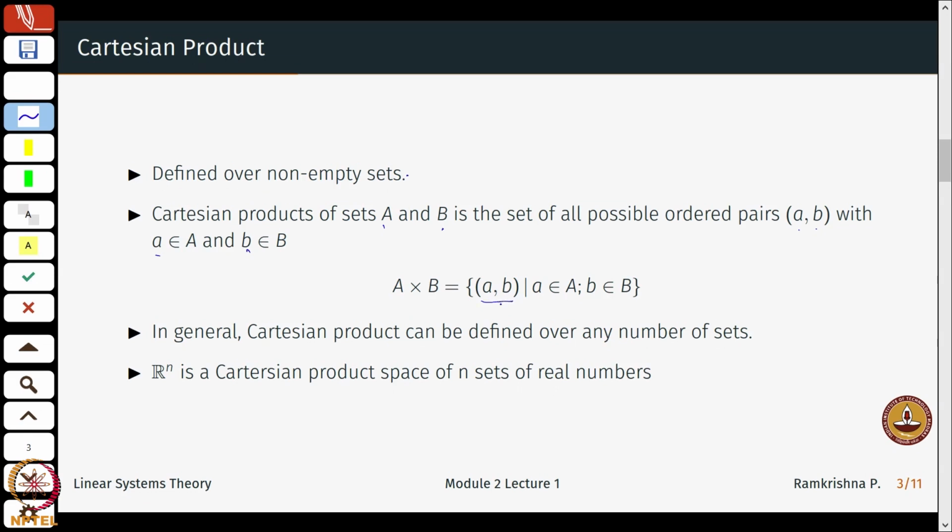(a, b). So the order comes from the notion that small a comes from capital A, small b comes from capital B, and so on, right. So there is nothing really that is defined over two sets. You can still define it over any number of sets. So a simple example is the space R^n, or the n-dimensional space, which is a Cartesian product of n sets of real numbers. So much of these things will be made clear in detail as we go by.